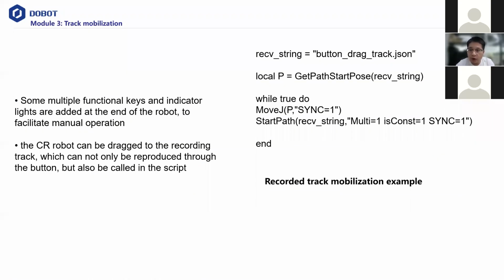Here shows an example of calling and saving the recorded trajectory in the script. The multi one means the speed multiple is equal to one. Its const equal one means playing back the trajectory at a uniform speed. And the sync one equal one means the sync script. For a detailed description of the trajectory playback commands, you can check them in our Lua syntax guidance.